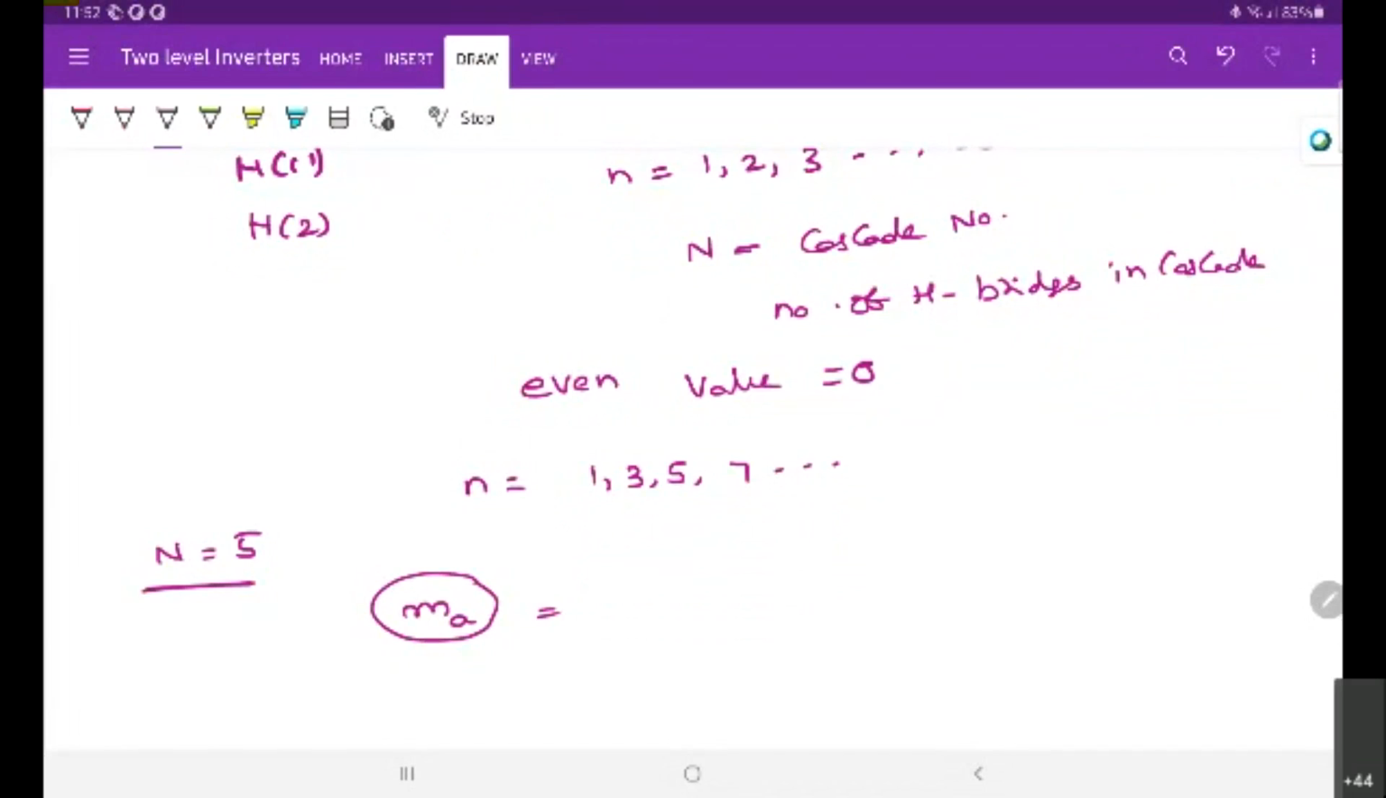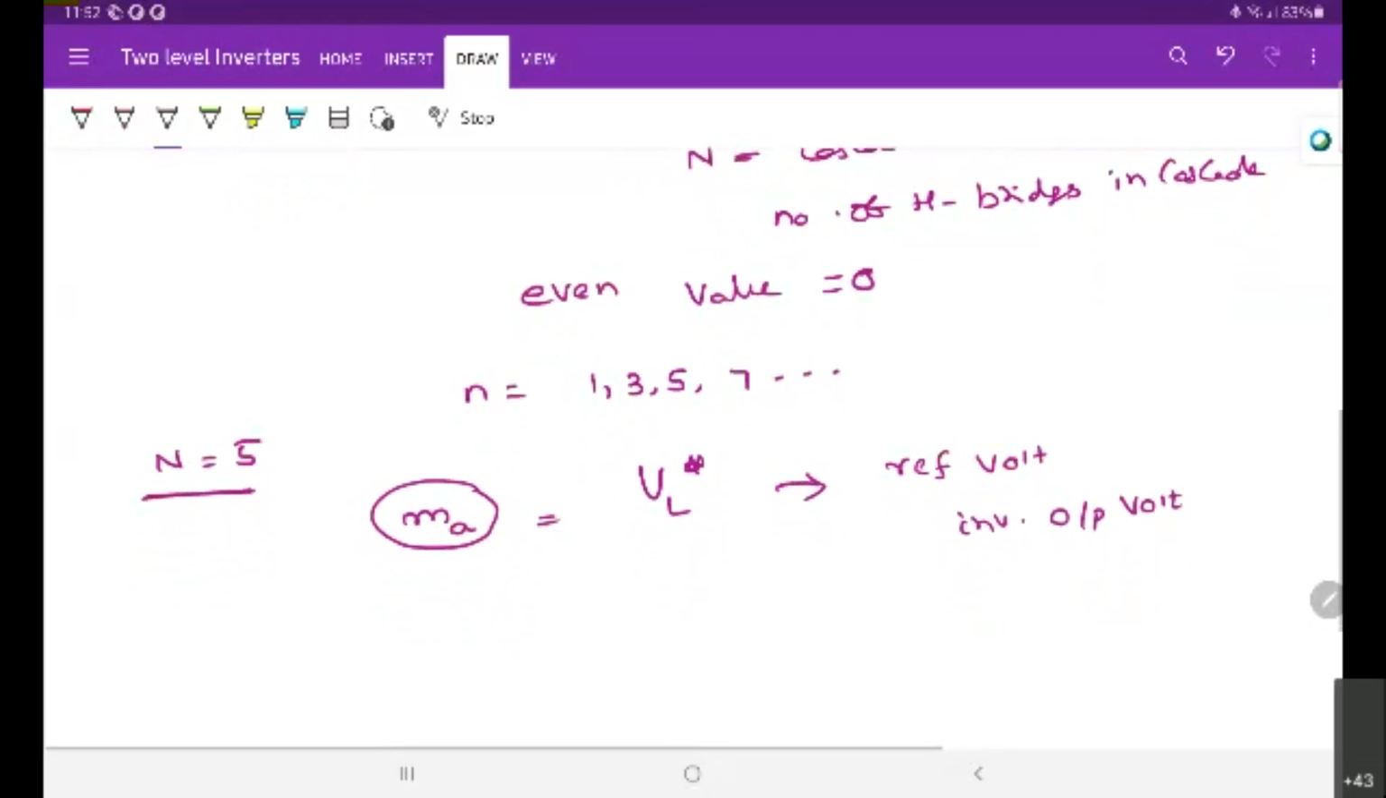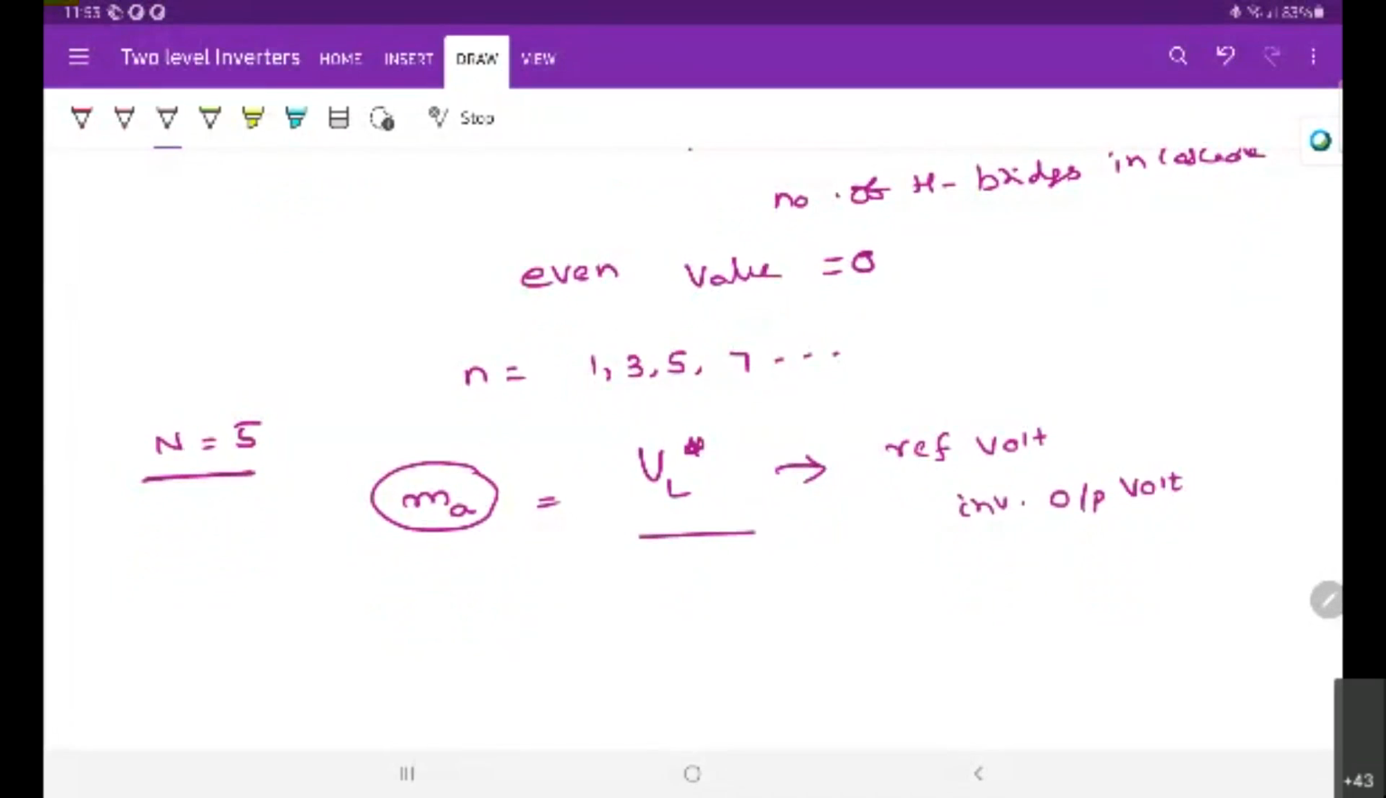Let us assume that V0 is the output voltage, or the reference voltage, that is VL star, for example. This is the reference voltage that must be produced by the inverter, the inverter output voltage. And we have this VL maximum, the maximum or peak voltage produced by the inverter.